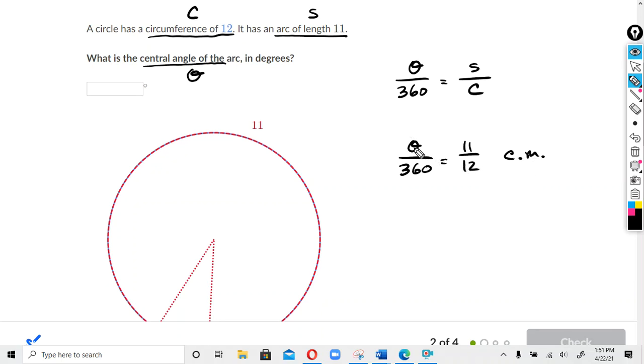So cross multiply, top times bottom equals bottom times top. Theta is a Greek letter. It's the same as solving for x. To get rid of the 12, you divide both sides by 12. And it cancels here. Then just do this on the calculator. 360 times 11 divided by 12. So theta equals 330. And just enter that number in the box.